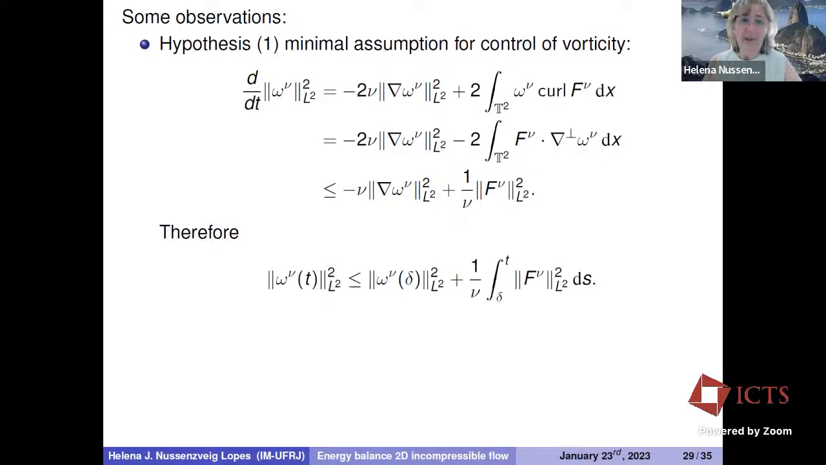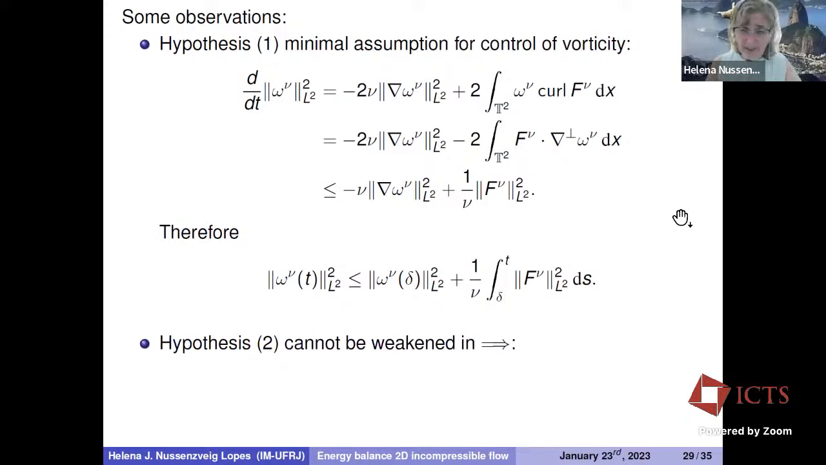Therefore, if I integrate this in time, I get that the L2 norm squared of omega nu at time t is bounded by the L2 norm squared of omega nu at time delta, for some positive delta, plus 1 over nu times the integral from delta to t of the L2 norm squared of F nu. I also note that even though I'm going to be interested in vorticities for which the L2 norm squared initially is not finite, for any positive time, it will be finite.